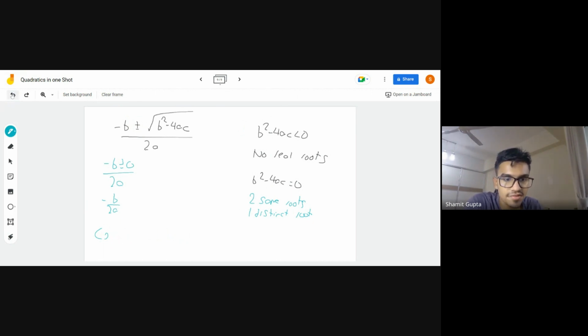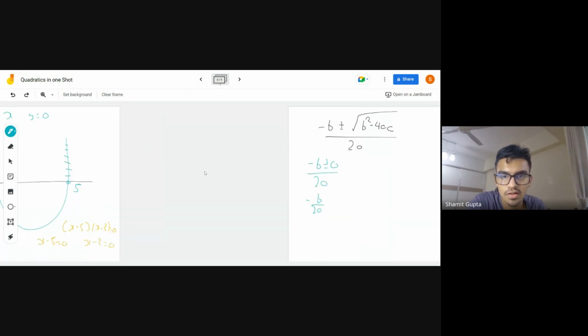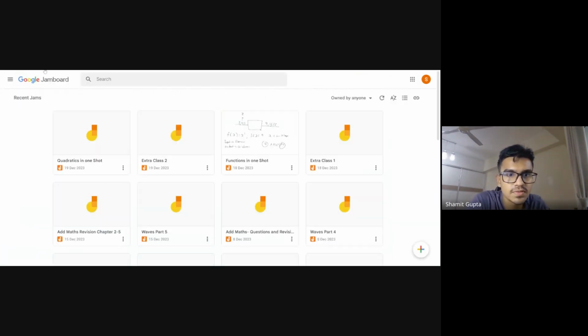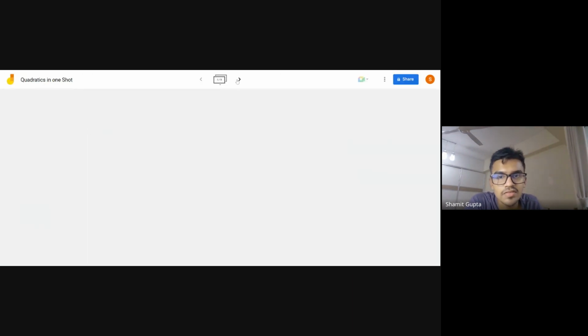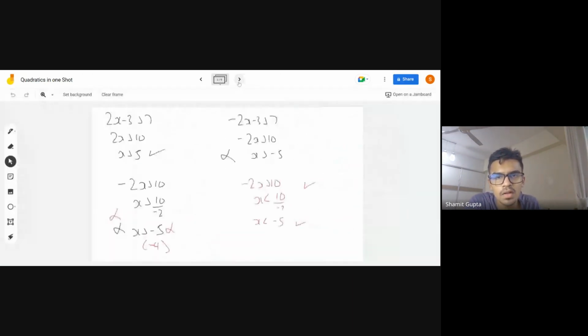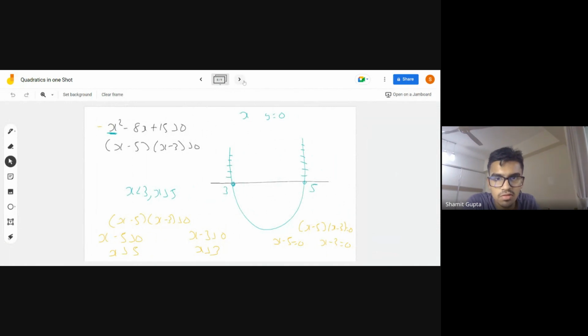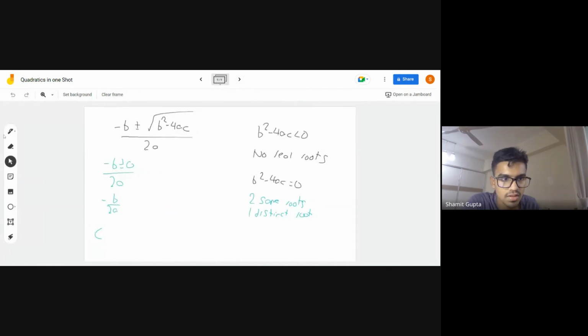By the way, if you're wondering how we will draw repeated roots in the quadratic inequality diagram, it's simple. It'll be something like this. The curve touches the axis only once. That's how it's going to be.